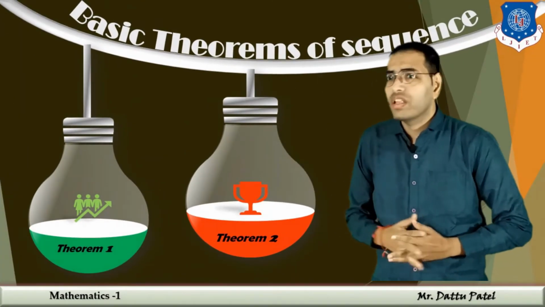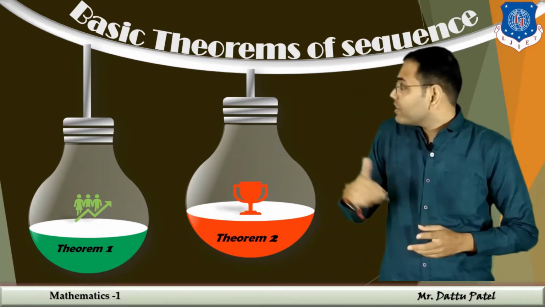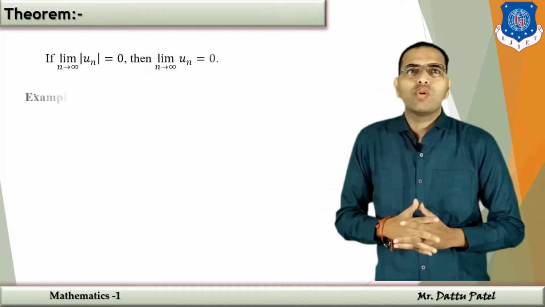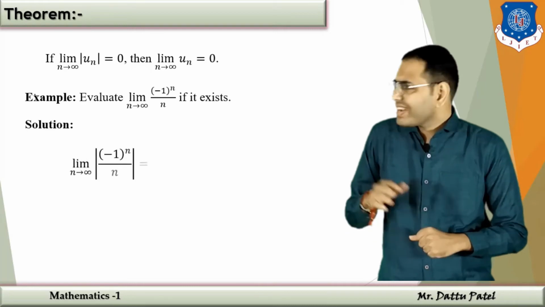Now let's start with some basic theorems of sequences. Firstly, theorem 1: if limit n tends to infinity mod of u of n equals 0, then limit n tends to infinity u of n equals 0. Let's start with one.